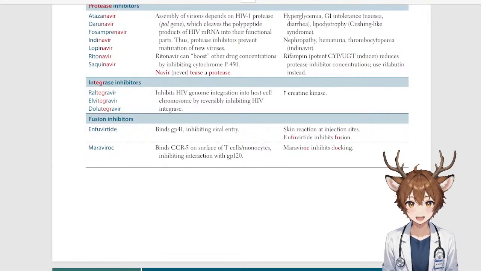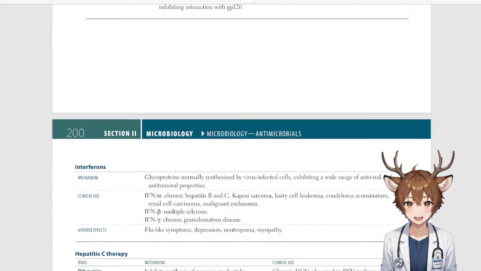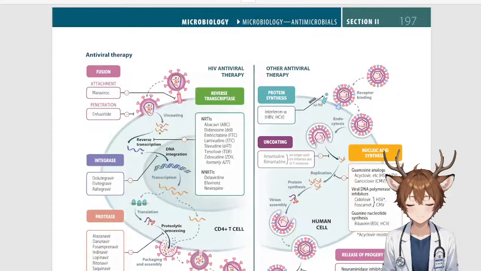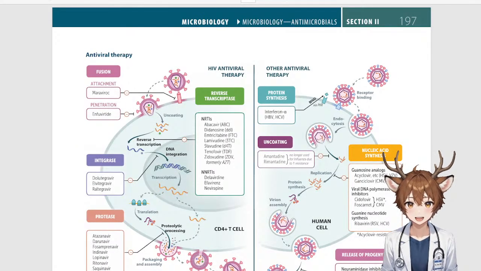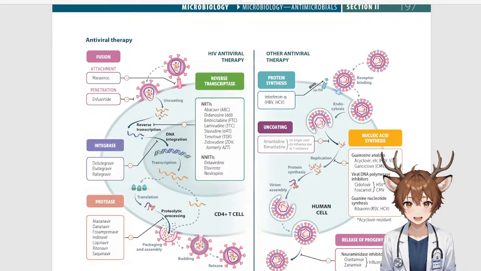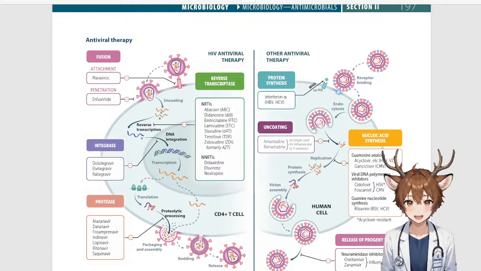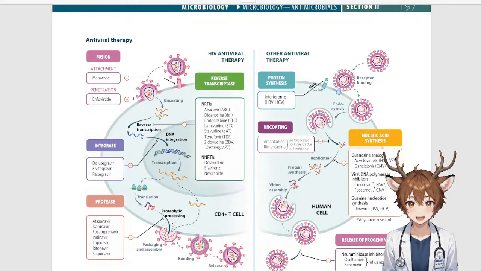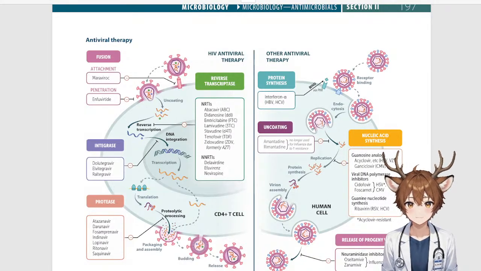My book has a little diagram for this stuff about maraviroc and enfuvirtide. I don't think you have that. Maybe you do. Do you have that? Yeah, you do. So my book has it on one side. All the stuff on the left side says antiviral therapy, and that's what I have in my book. And you have this second graph about other antiviral therapy, which I don't think I have. So you're doubling up somehow. I only have half of it, apparently. I only got half the stuff from this new book.